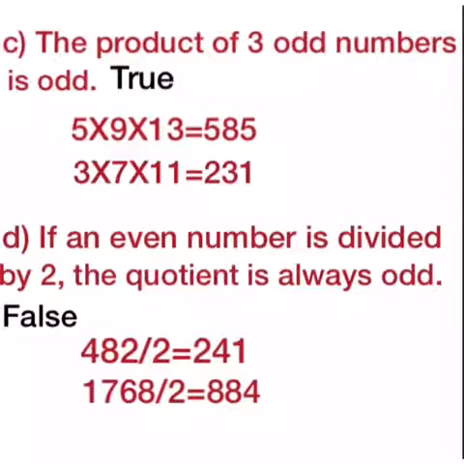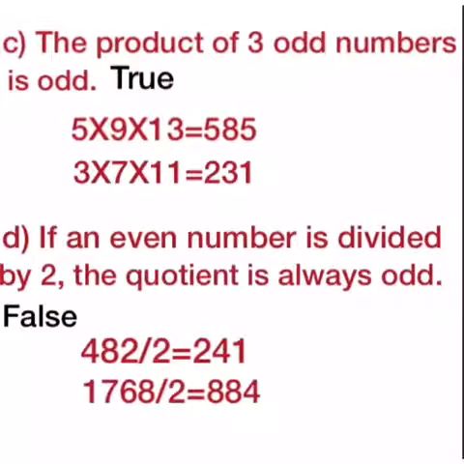Now the fourth statement, if an even number is divided by 2, the quotient is always odd. This is a false statement. Children, here when we divide 482, which is an even number, by 2, we get the quotient as 241, which is an odd number. But again when we divide 1768, which is an even number, by 2, we get 884, which is an even number. So we can conclude that it is not necessary that when we divide any even number by 2, we will get the quotient as an odd number only.